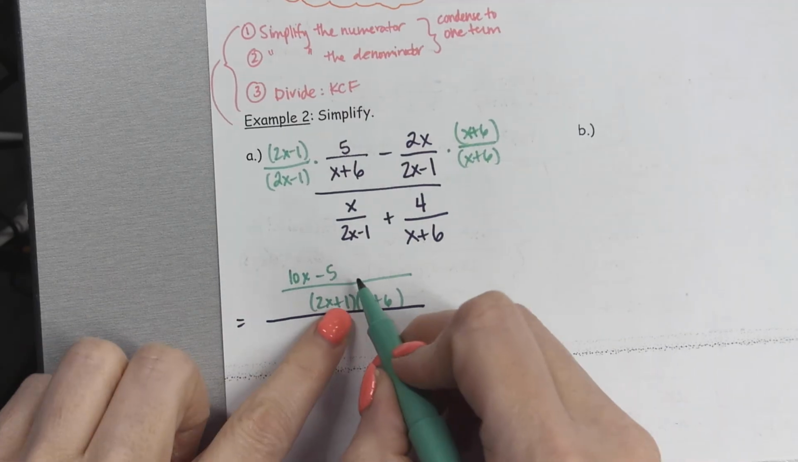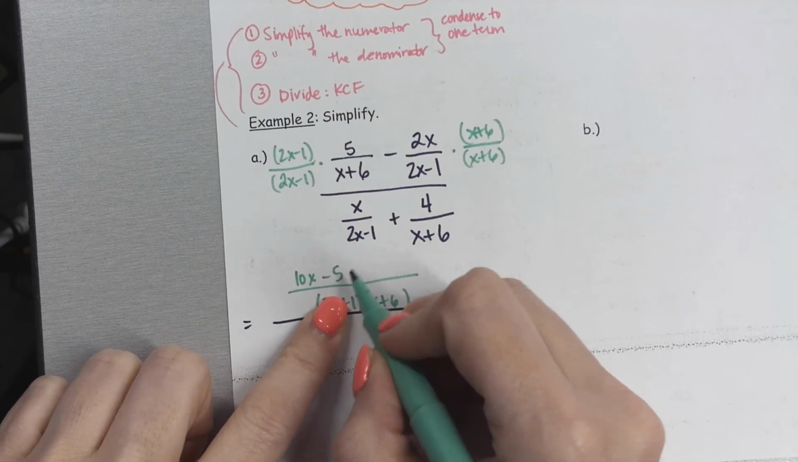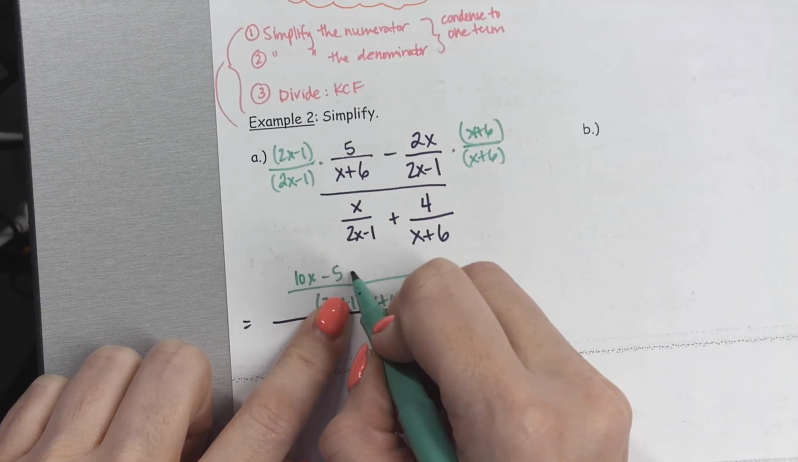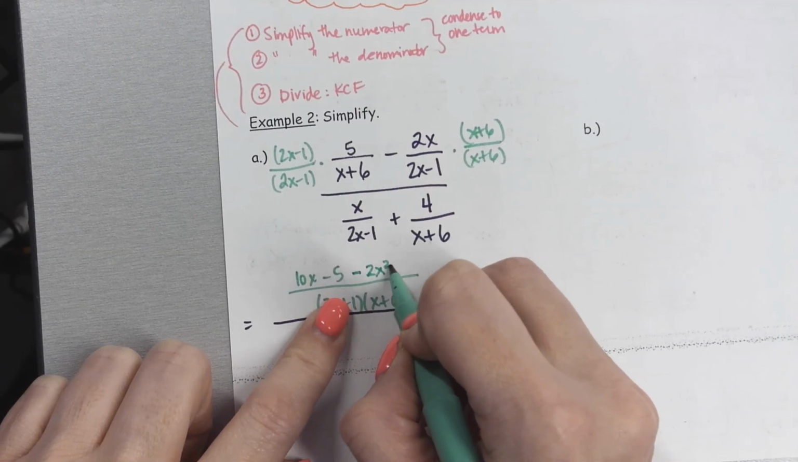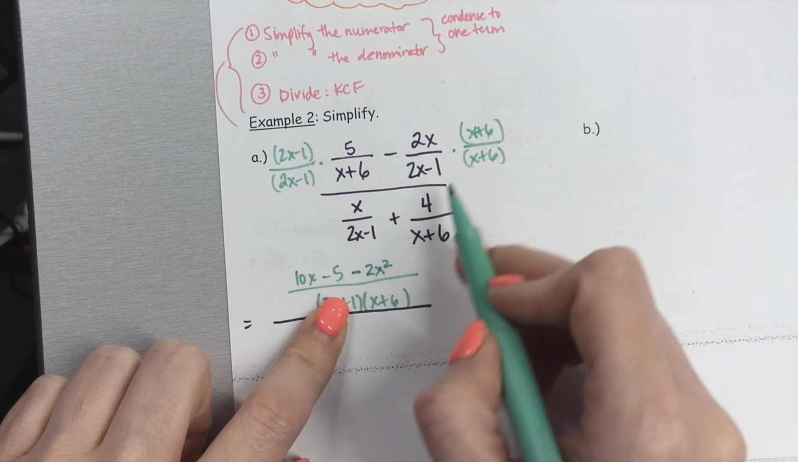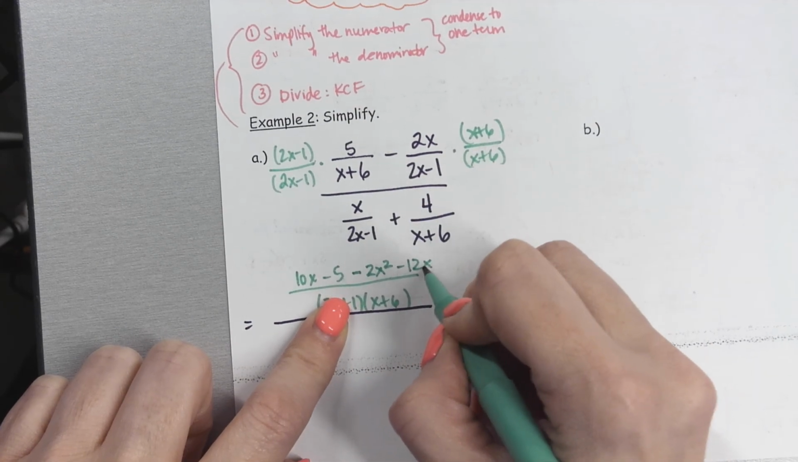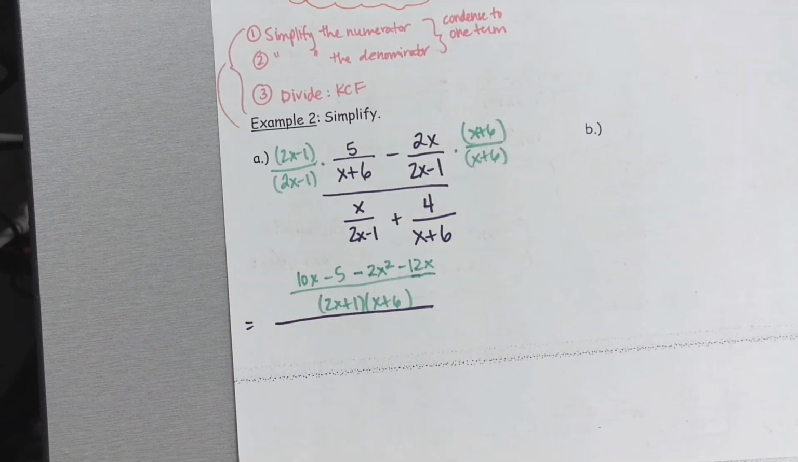Okay, so Noah, what'd you get when you distributed here? 2x squared minus 6x. And did you keep the negative? Yes. Okay, so it should be negative 2x squared. So you have the minus, and then negative 2x times 6 will be negative 12x. So just make sure you guys have the negative in front of both of those.